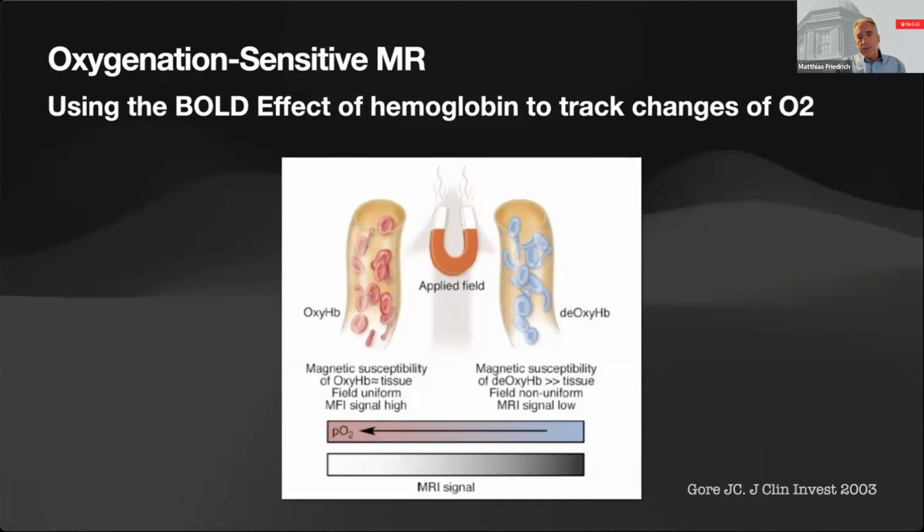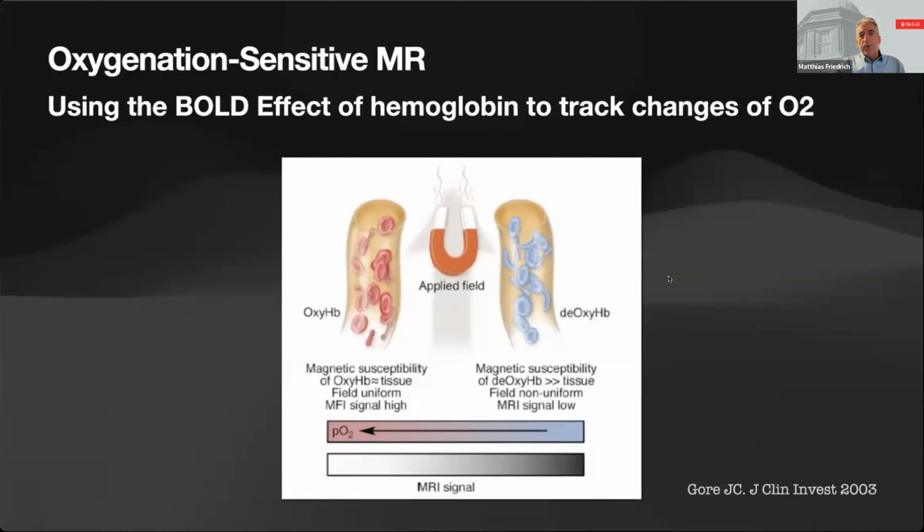And of course, the deoxygenation is a function of the relationship between supply and demand. And there's also, what we have now seen very clearly, a change across the cardiac cycle. So this is very exciting, and we'll talk more about that later.